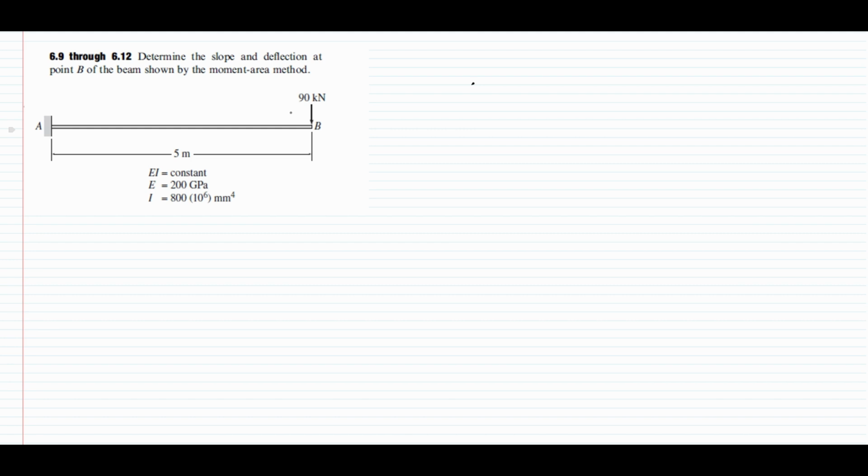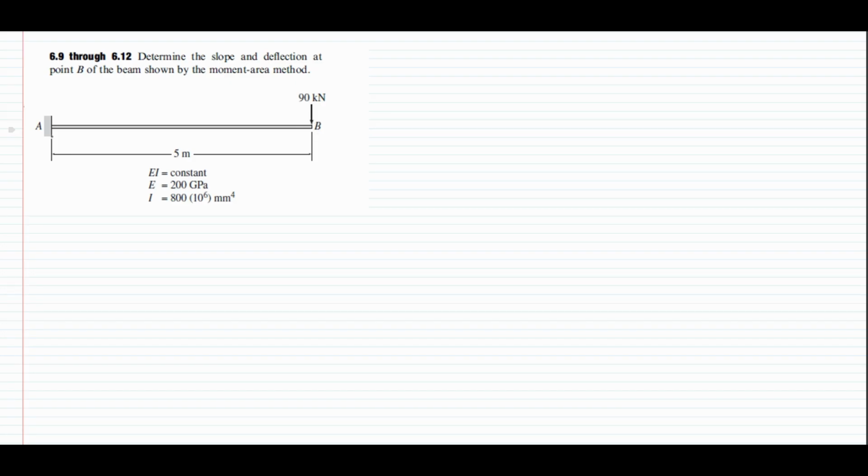In this video, we're going to do a few examples on the conjugate beam method. In this example, we are asked to determine the deflection and slope at point B of the beam shown by the moment area method. So we're given a cantilever beam, and we're asked to determine our slope and deflection at point B.